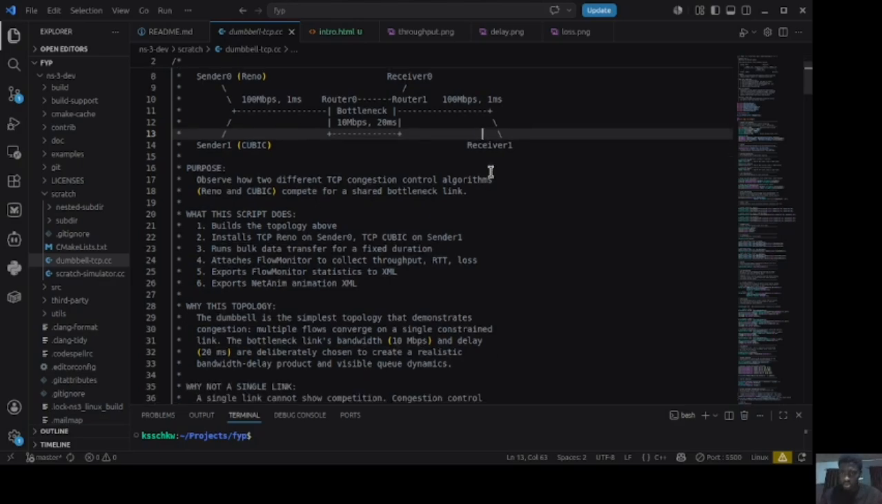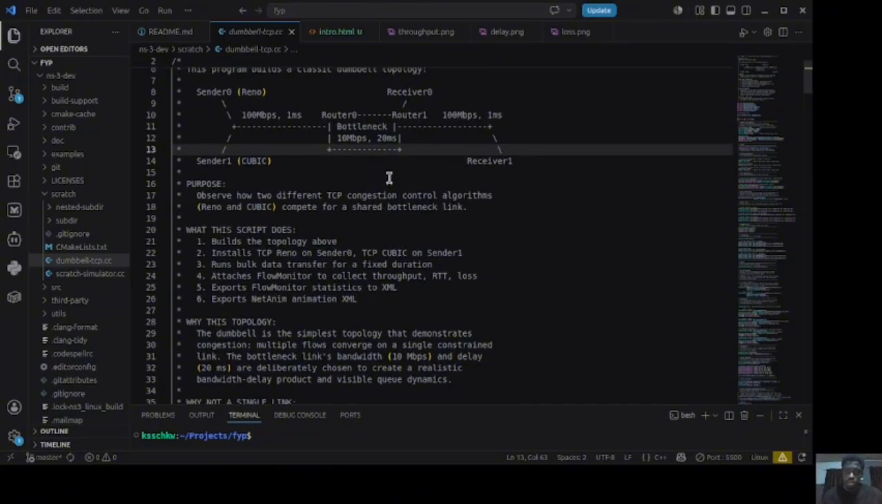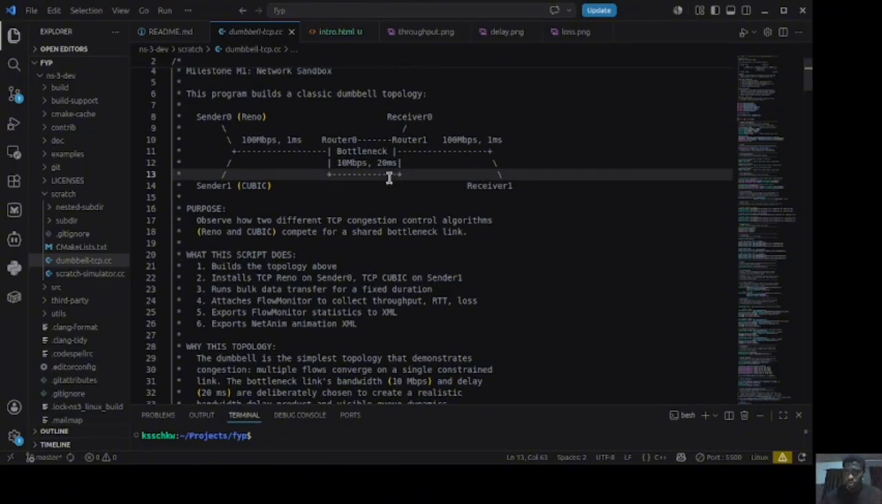Both senders are trying to push data through the same narrow pipe. That's where the congestion itself happens. The congestion window is not big enough for both of them, so one has to bully the other. I also set a DropTail queue on the bottleneck link with only 100 packets. That just means that when the queue is full, the packets get dropped. That's exactly what I want.